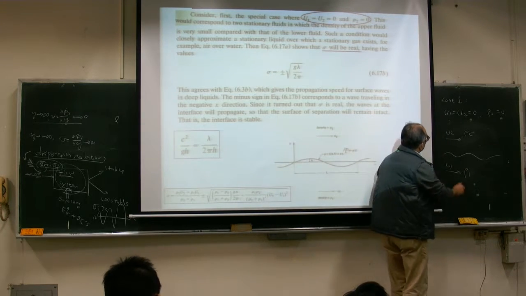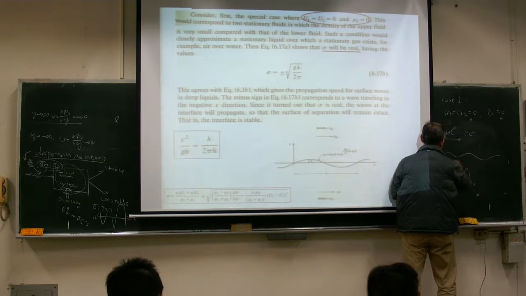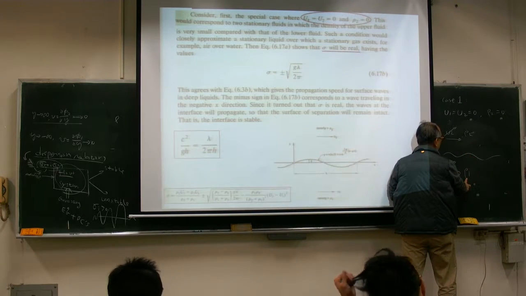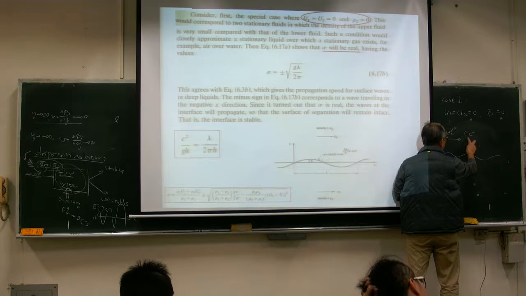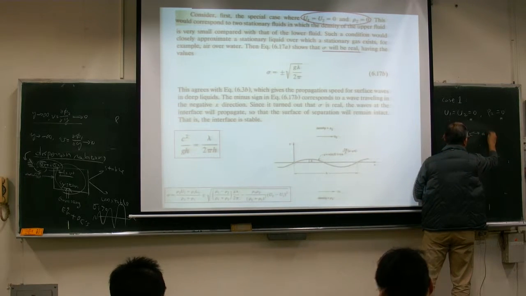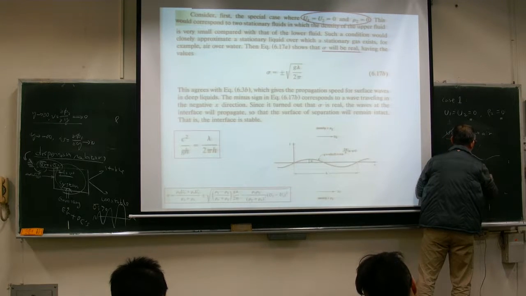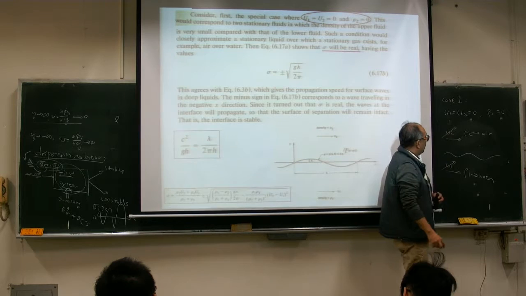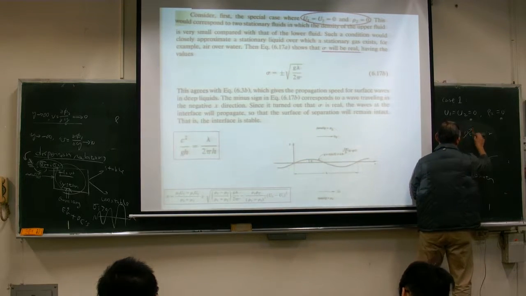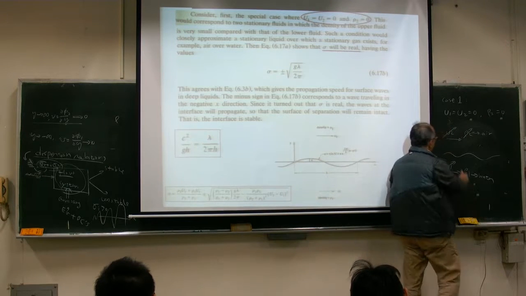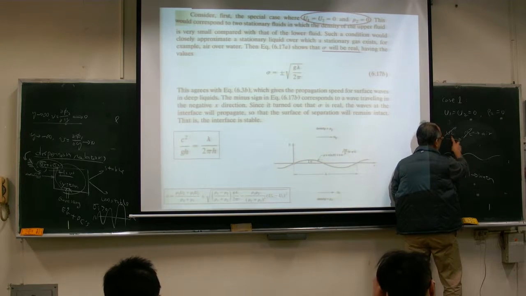There is no velocity. However, rho 2 is equal to 0 compared with rho 1. That means this density is very small. For example, we have air here, but we have water there. For water and air, the density difference is so big that this density can be neglected. Can we do that? So we have no flow field, that means it's stationary.